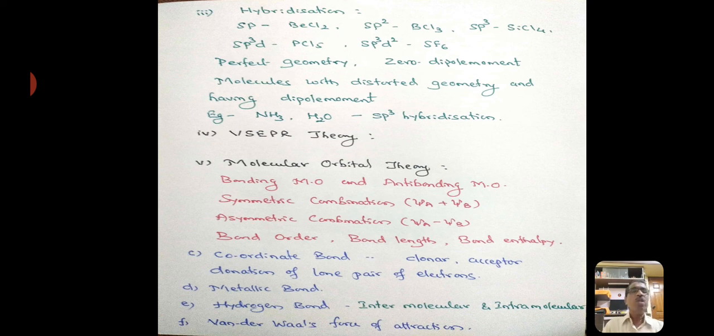In hydrogen bonding, we come across two types of hydrogen bond, called the intermolecular hydrogen bond and the intramolecular hydrogen bond. Intermolecular hydrogen bond is present between two molecules, and intramolecular hydrogen bond is present in the molecule itself.